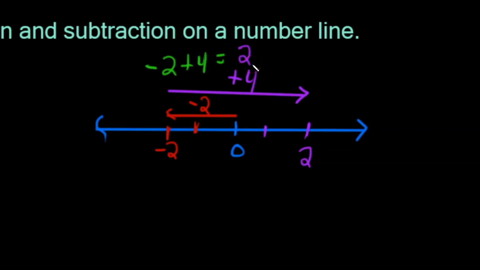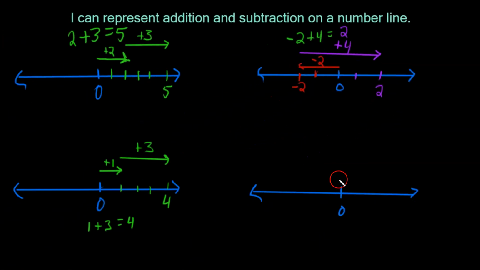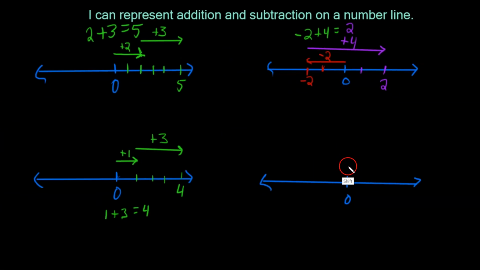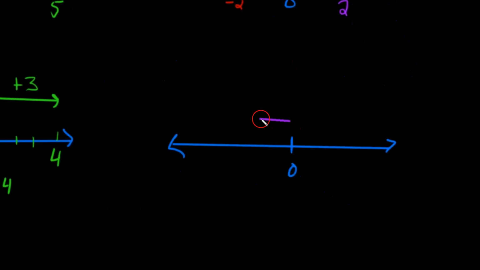If you're able to do that in your head without a number line, good for you. If you needed a number line, that's just fine as well. That's what we're working on. Our goal is for you to be able to add these positive and negative numbers, being able to represent addition and subtraction on a number line. Now let's give you another example where we're given the number line and we need to figure out what it means exactly.